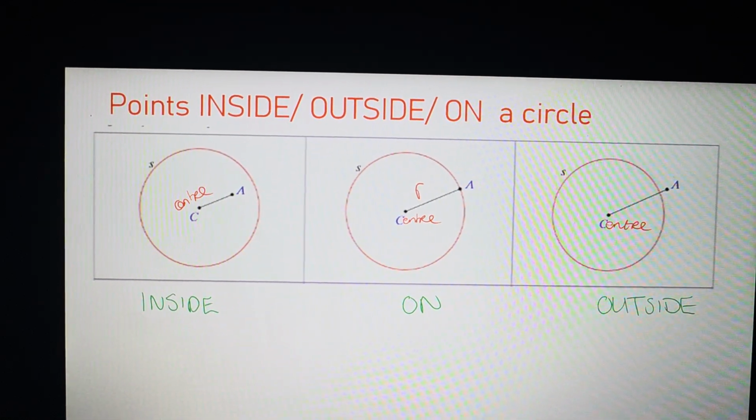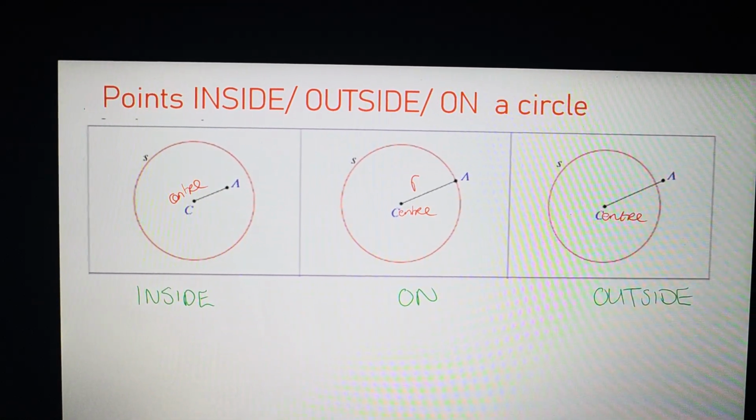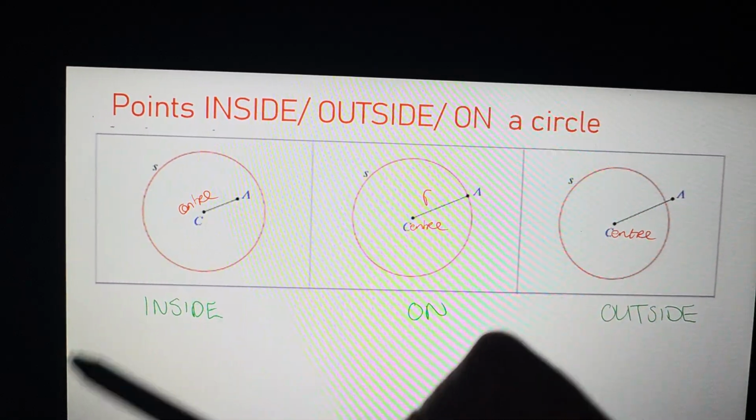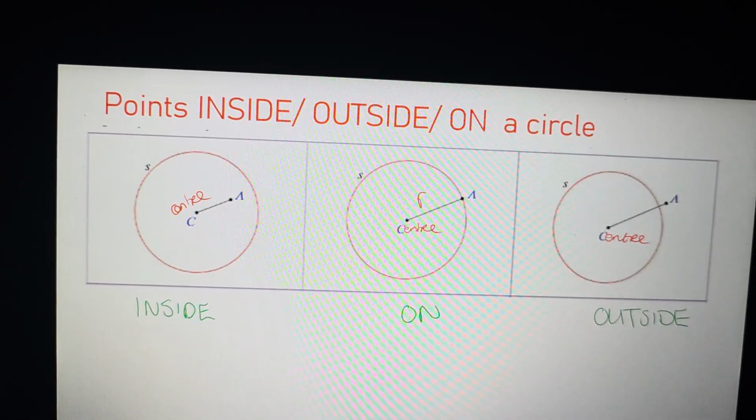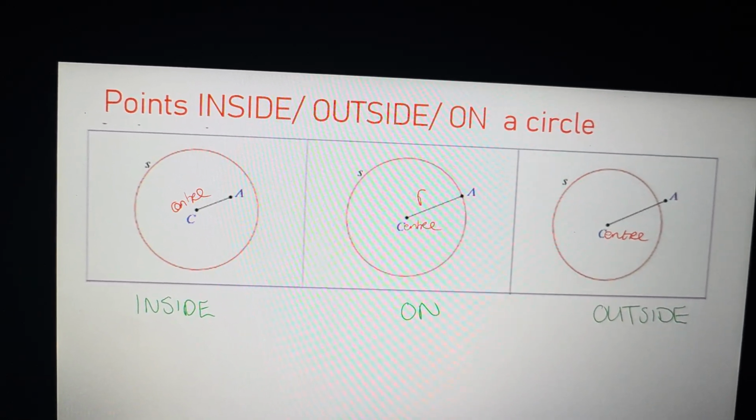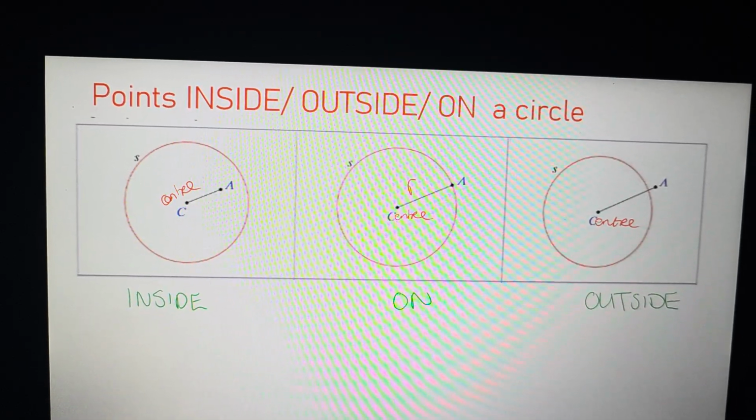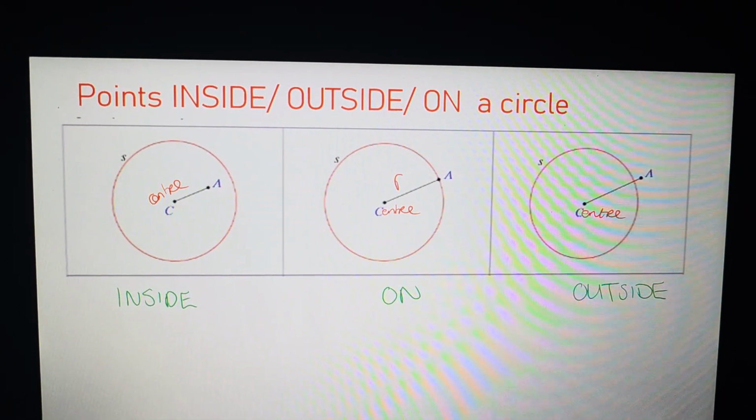We're looking at points that lie inside, outside, or on a circle. So just remember, from the centre of the circle out to the very edge of the circle, which would be the circumference, that's always going to be a radius, or the length of a radius.